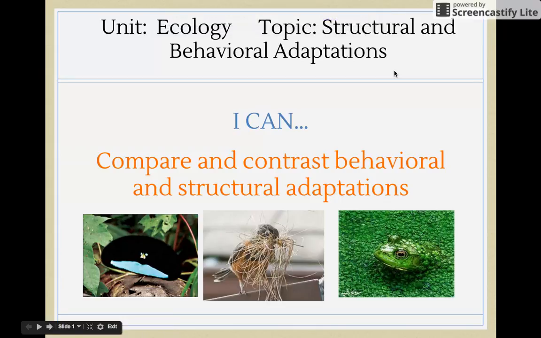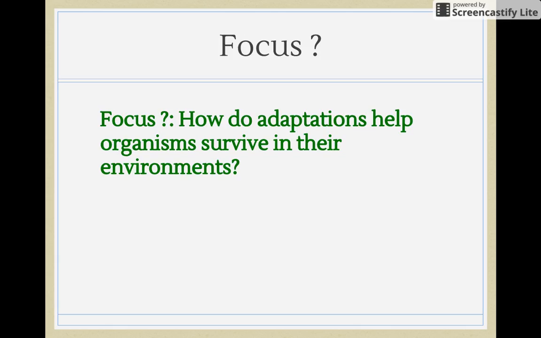Morning, Sci Tech. Today we're going to be looking at the structural and behavioral adaptations of animals. Today, I can compare and contrast behavioral and structural adaptations. Focus question. Think about this. How do adaptations help organisms survive in their environments?